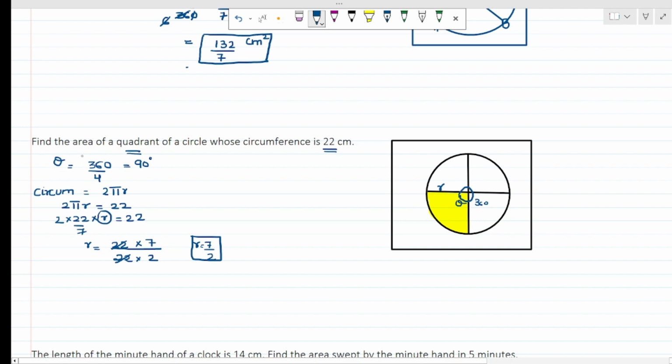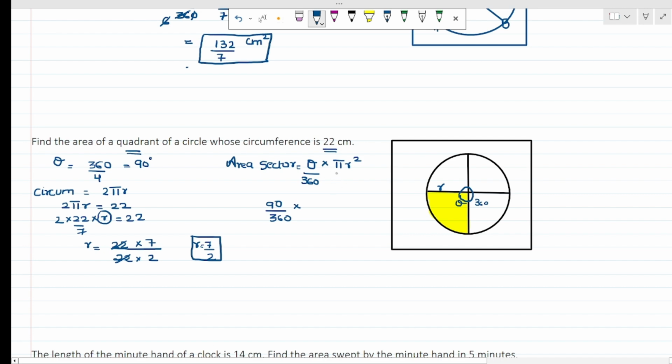Now I need to find the area of the quadrant. That means I need to find this shaded part, that means the area of the sector. So write area of sector. What is its formula? Theta upon 360 times pi r square. What is the theta? We studied earlier that our theta in this case is 90 degrees. So write 90 by 360.